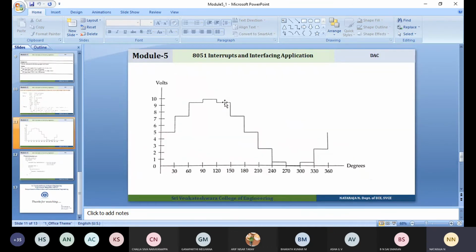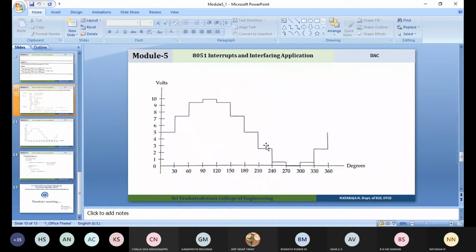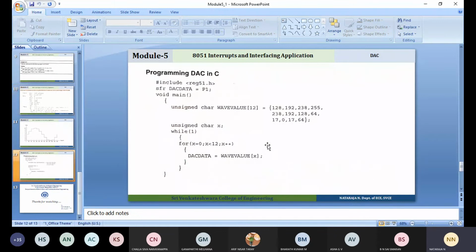Okay. Now what you will do? Start the assignment. To get a better looking sine wave, generate table 13.7 for 2 degree angle. Make a note of this. Have you made a note of this program? Yes, sir. Okay, write down this waveform and C program. Then try for that 2 degree. In the external exam, they will ask like that only. For every 2 degree, you have to find the value.